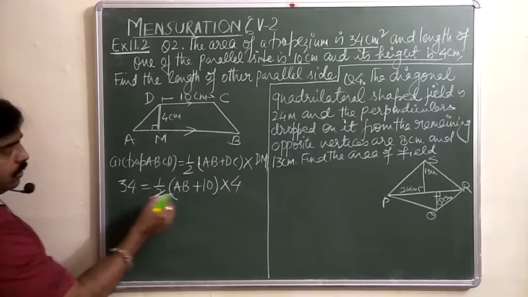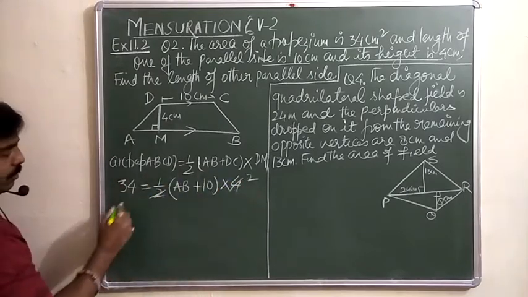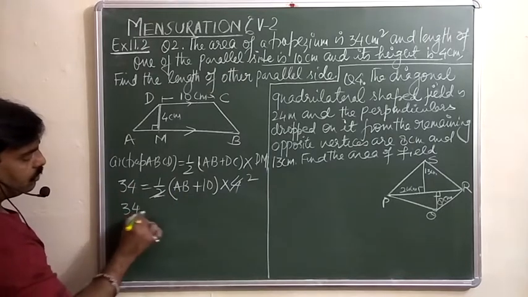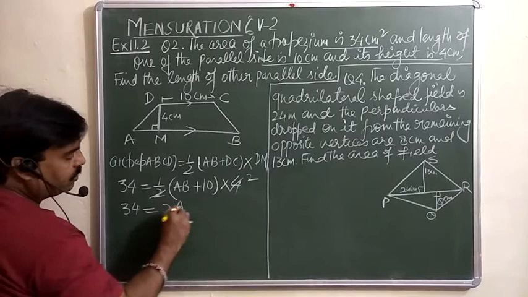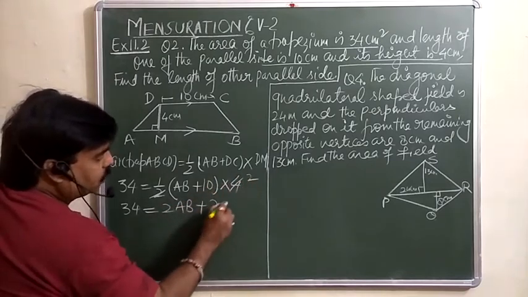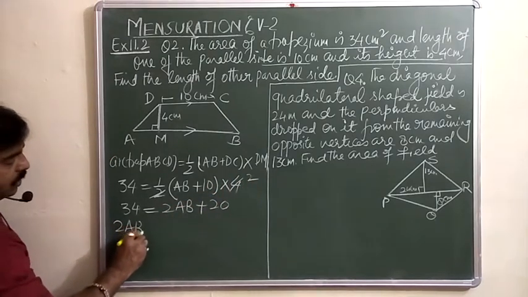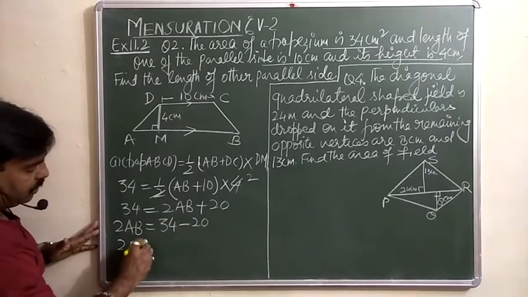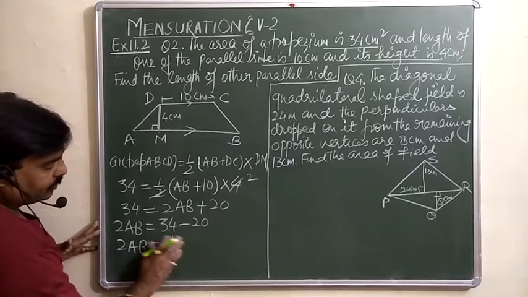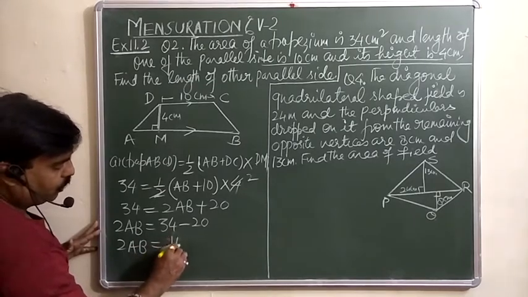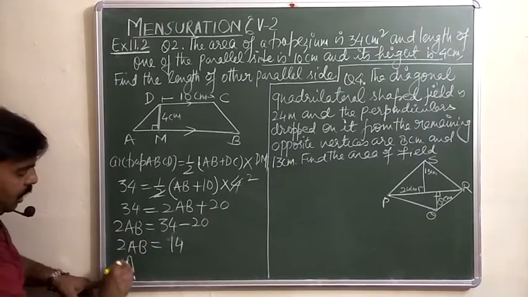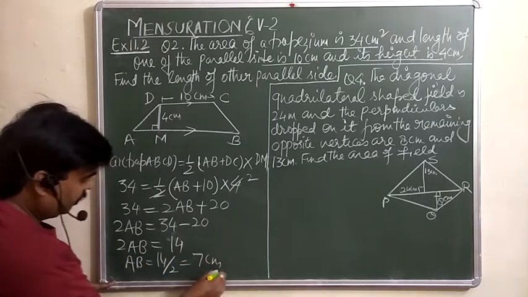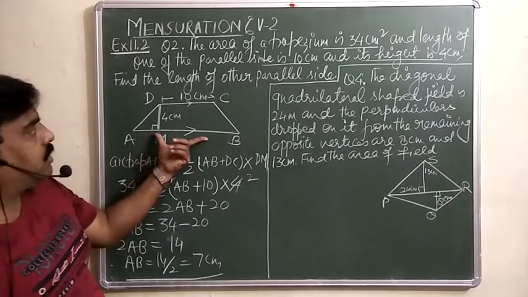You can solve this one, 2 and 2, so you can multiply or divide, or you can subtract, whatever you want to do. So 34 is equal to, you can multiply by 2, AB plus 2 into 10 is 20. So 2AB is equal to 34 minus 20. So 2AB is equal to 14, and therefore AB is equal to 14 over 2, that is equal to 7 centimeter.